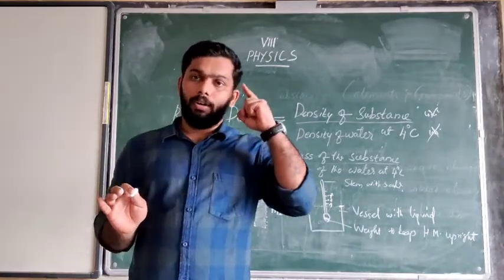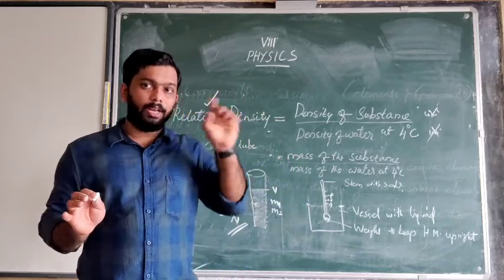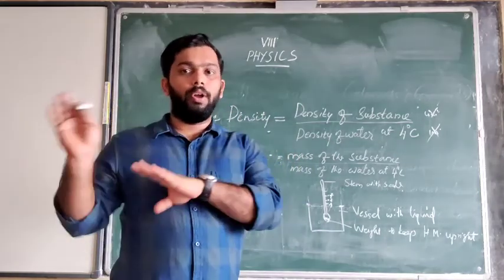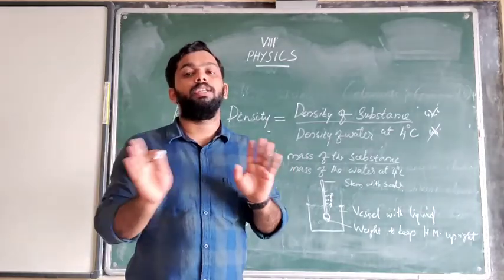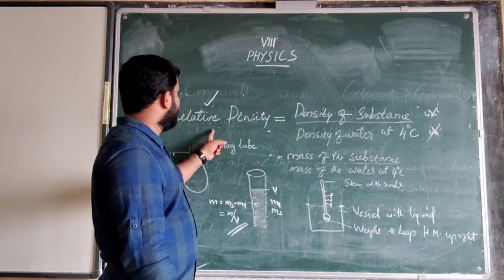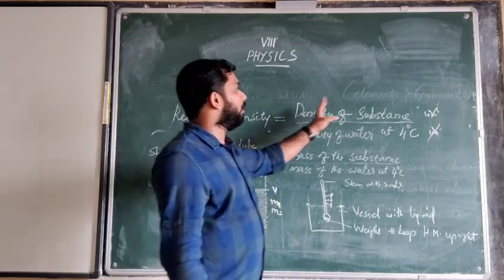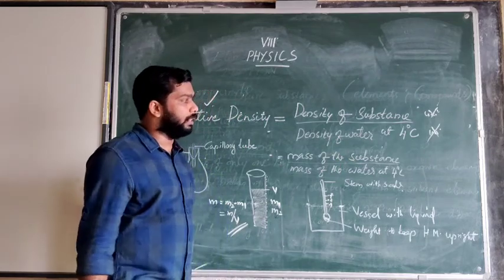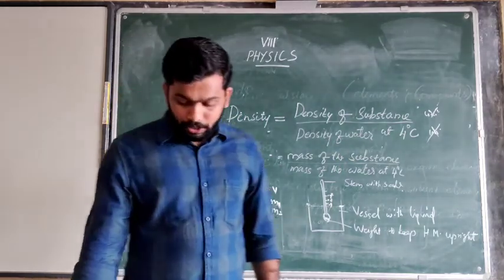You have to keep in mind that when you are calculating relative density, if it is 9, it means 9. There is no need to write any unit. If you write a unit, it will be wrong. So the relative density is the density of the substance divided by the density of water at 4 degrees Celsius.